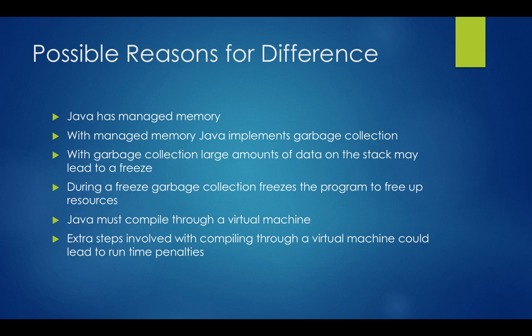Another possible reason for the difference is that Java must compile through a virtual machine. This virtual machine helps manage the memory. However, it also adds extra steps with the compiling, which could lead to runtime penalties, causing Java to be slower than C++.